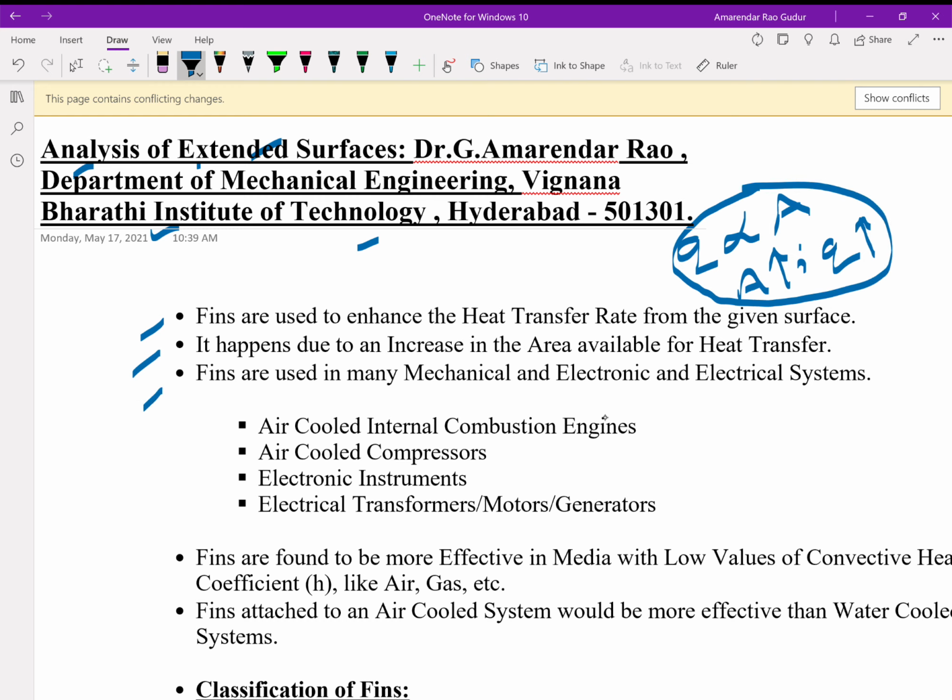And fins are used in many mechanical, electronic and electrical systems like air-cooled IC engines, air-cooled compressors, on the surface of electronic instruments, electrical transformers, motors and generators. And here I would like to emphasize the word air-cooled.